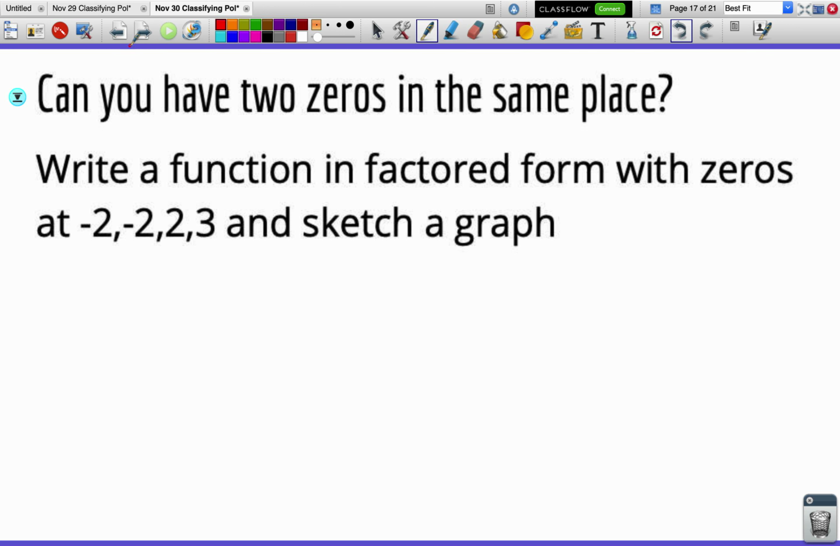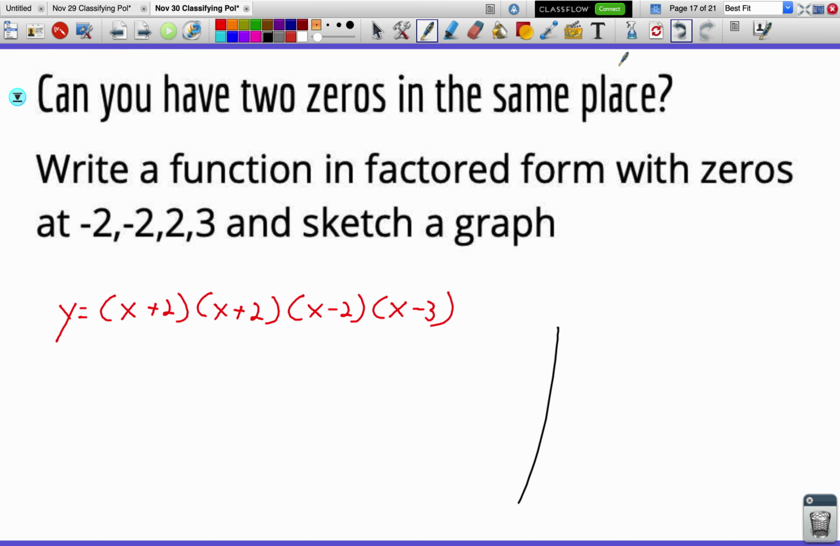All right, can you have two zeros in the same place? So same thing, but I've got an extra 0 at -2. Is that okay? So algebraically, that's totally fine. We're just going to add in that factor twice. What does that look like graphically, though?